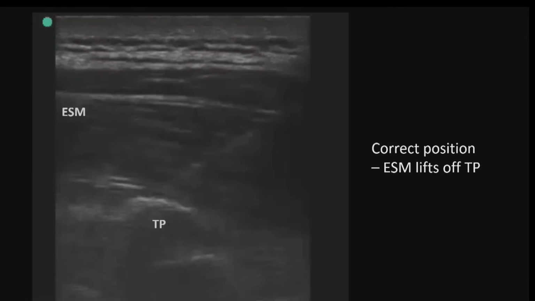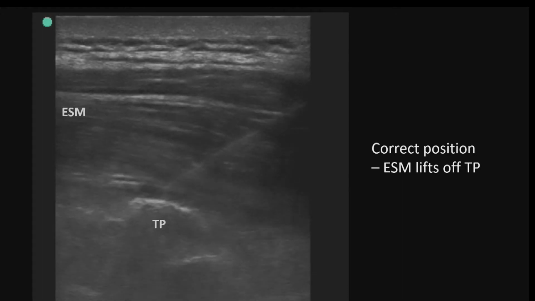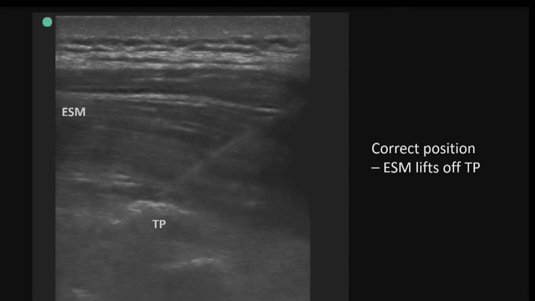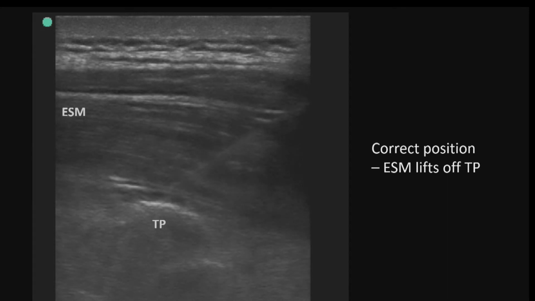Readjusting, we flatten a little bit. We go a little bit along the transverse process to try and just slip off it a bit. And now when we inject, you can see that the muscle, instead of expanding, is actually lifting up off the transverse process. And this is an example of the correct spread that we want to see.